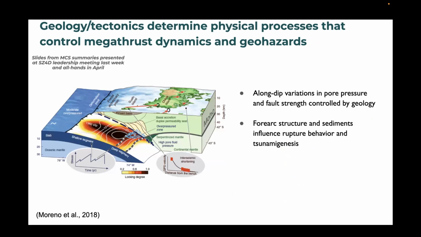how geology and tectonics determine the physical processes that we're interested in or that we are capable of modeling, is that along-strike variation in pore pressure and fault strength are controlled by geology, and forearc structure and sediments highly influence rupture behavior and tsunami genesis.